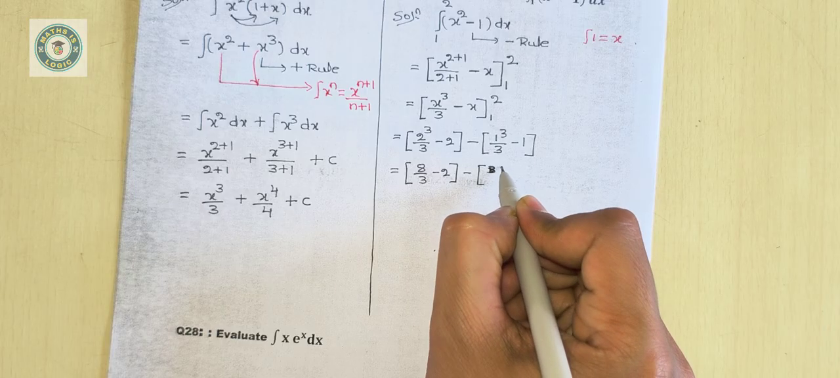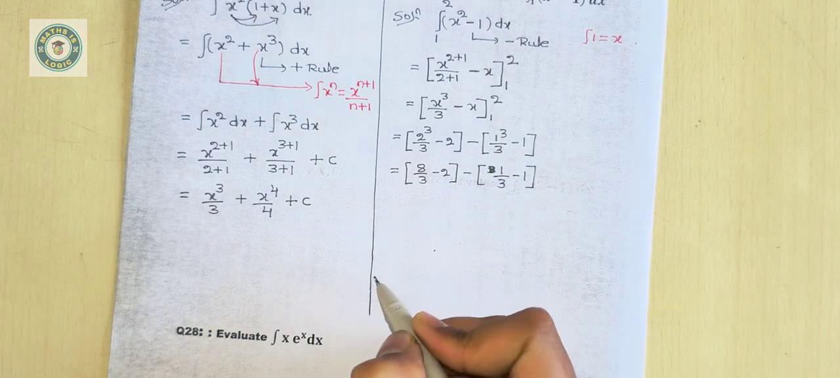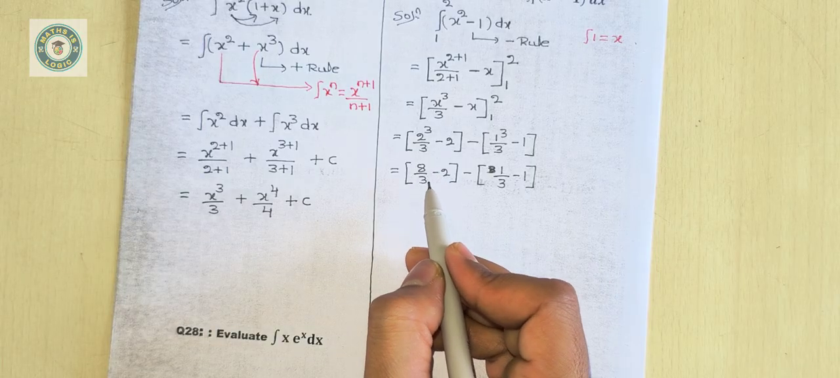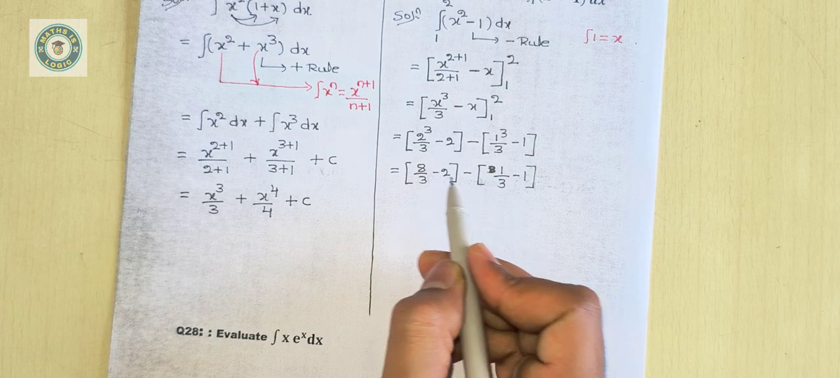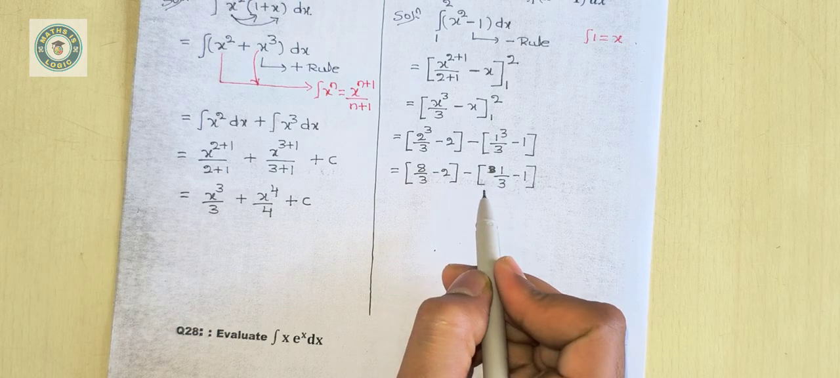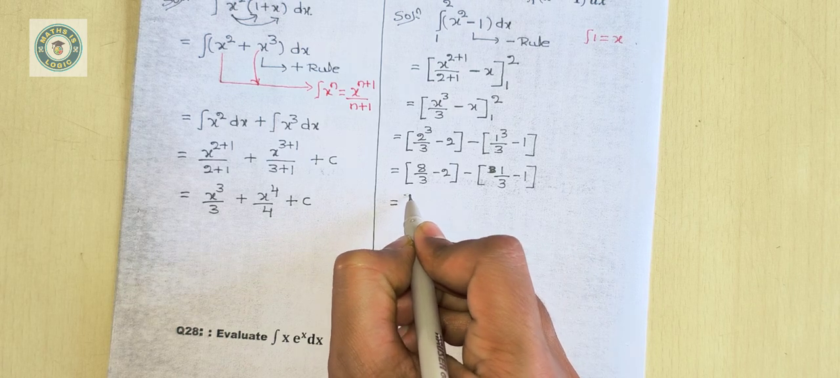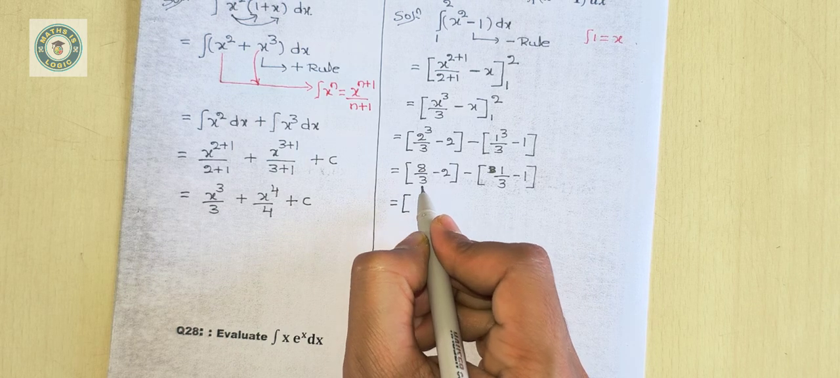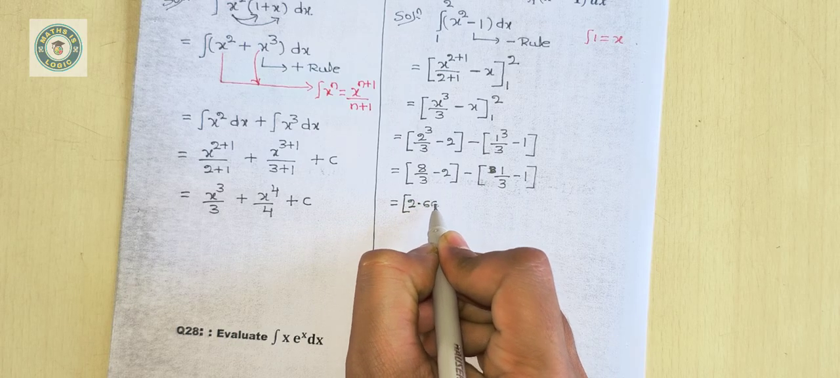1 to the power 3 means 1 divided by 3, minus what here? 1. So next, either you can take the LCM here, otherwise 8 by 3 and 1 by 3, you can use the calculator. I will show you both methods. Suppose you use the calculator: 8 divided by 3, it will show you 2.66.